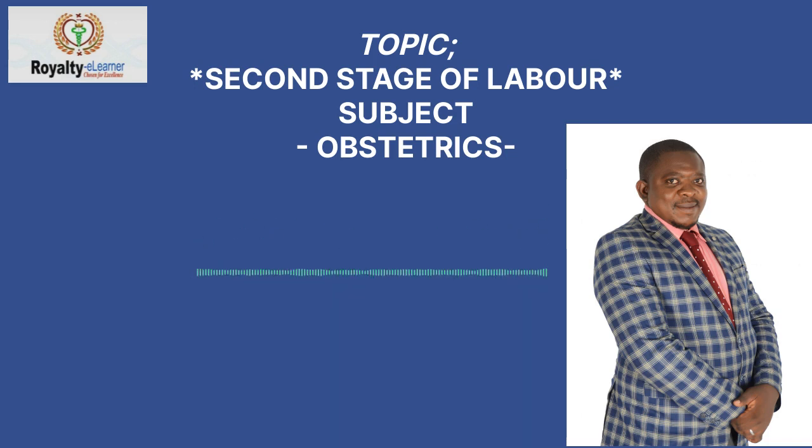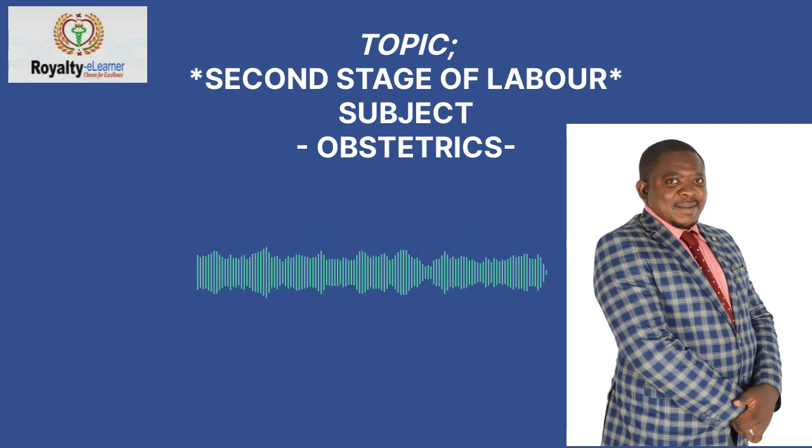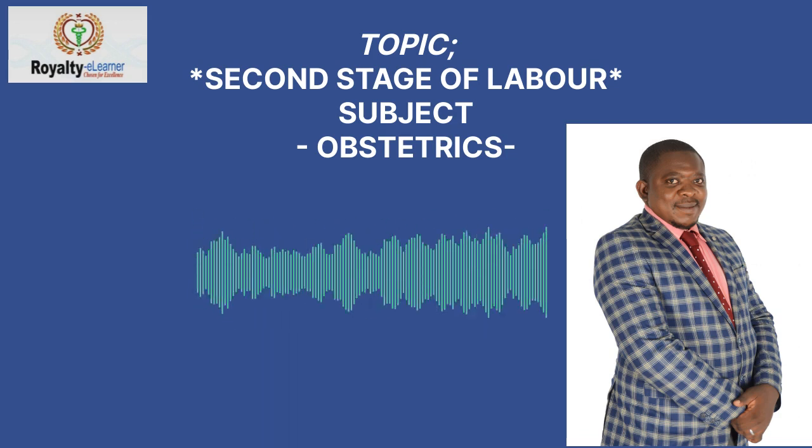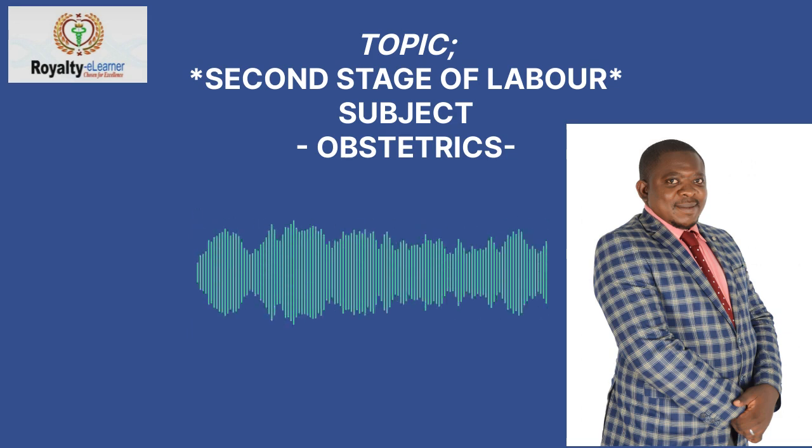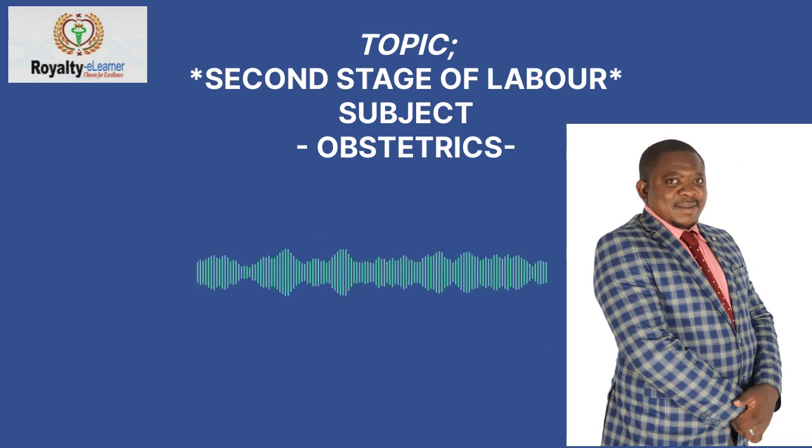Okay, so with this discussed, let us now look at the physiology of the second stage of labor. In looking at the physiology of the second stage of labor, we are going to look at 1, contraction and retraction; 2, pelvic soft tissue displacement; and 3, expulsion of the fetus. So let us look at 1, contraction and retraction.